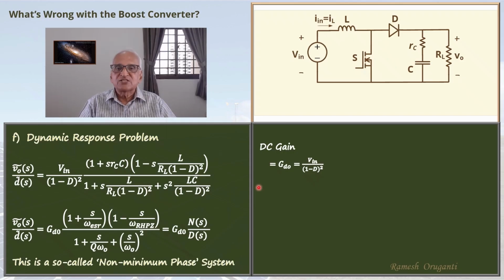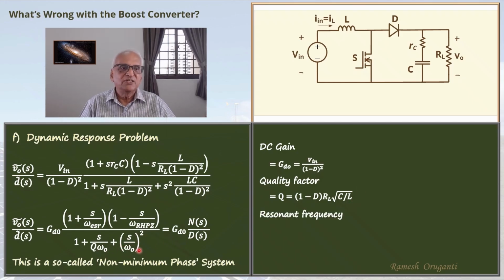Now, this Q is the quality factor. It is defined as 1 minus D RL root of C by L. And omega naught is the resonant frequency, and that is 1 minus D by root of LC. So if you substitute Q and omega naught here, you will get this denominator polynomial. The values of S where the denominator polynomial goes to 0 are the poles of the system. So you just have to take the denominator polynomial, set it equal to 0, solve the quadratic in S, you will get the poles of the system. In this case, typically it will be a complex pair of poles.